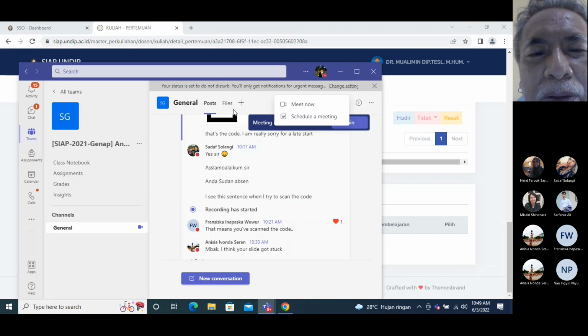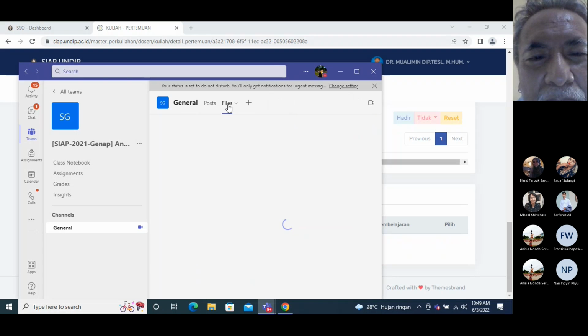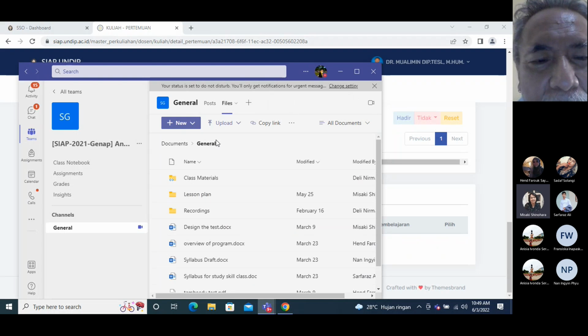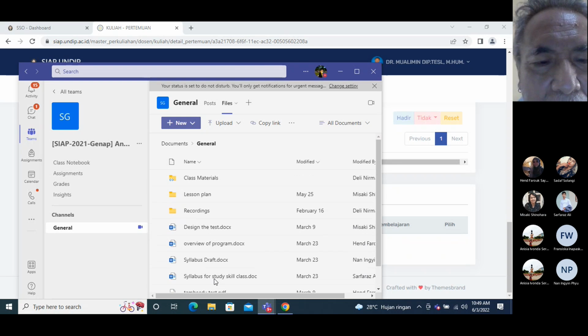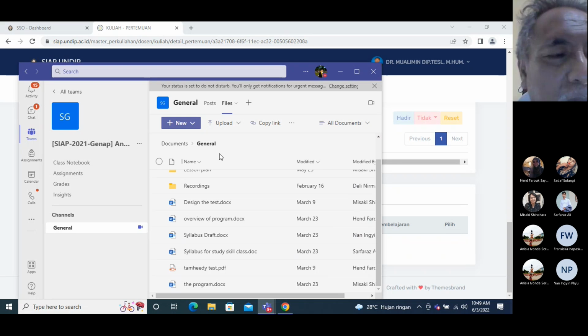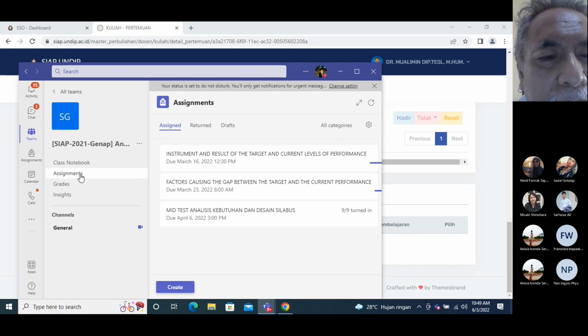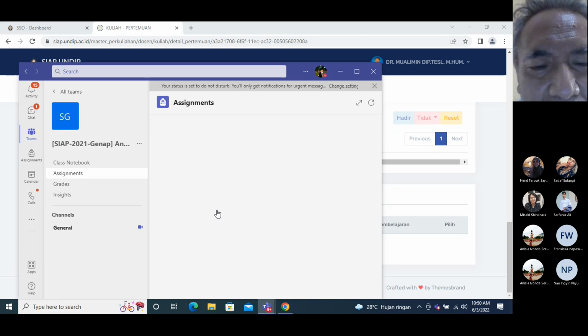Looking at this one, when I click files here, there is maybe an assignment from... Just a minute. Assignment. Yeah, here. Just like this one. I would like this almost the same: final test, analysis kebutuhan, design syllabus. Okay, and then you put it here. Let me check.